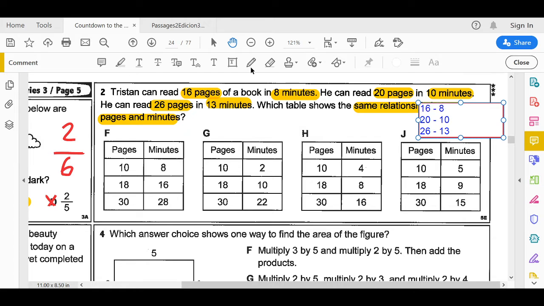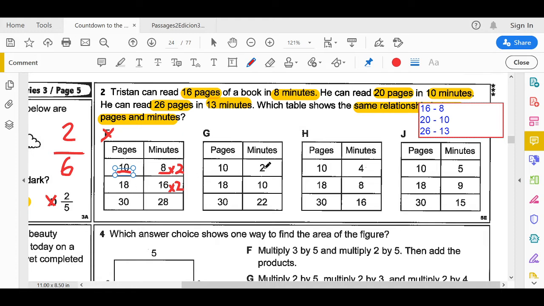So let's start checking letter F. 10 pages is 8 minutes. So when I multiply 8 times 2, 8 times 2 is 16. It is not 10, so this option is not correct. I can already eliminate it because the first option was not correct, or I can continue looking. 16 times 2, which is 16 plus 16, that is 32. It is not 18, so this is not correct.